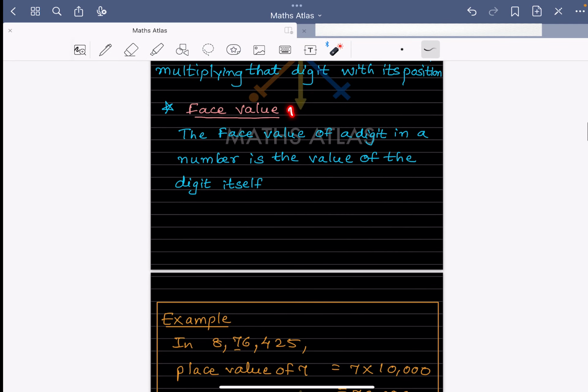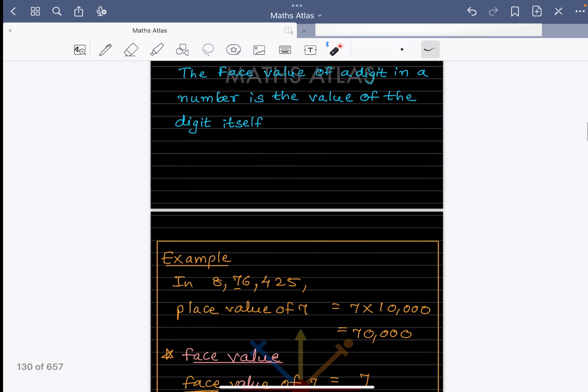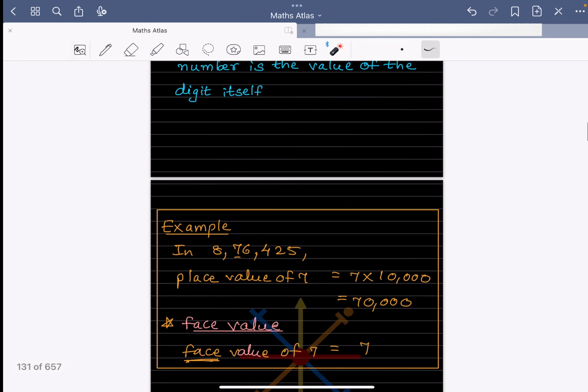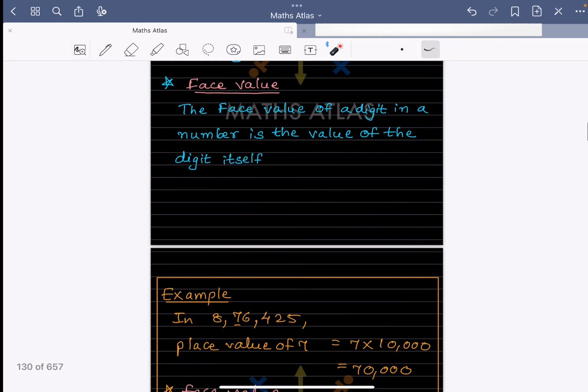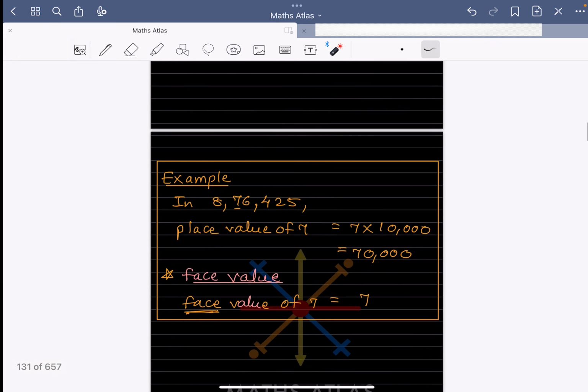Now let us see for the face value. What does the face value say? The face value of a digit in a number is the value of the digit itself. When we say digit itself, that means it says the number itself. Digit itself means the number itself. So I'll show you the example for the face value as well with the same one. So now what does this say? This 7, we want the face value of it. So it says the digit itself, meaning you have to write the same number. Hope that is clear.